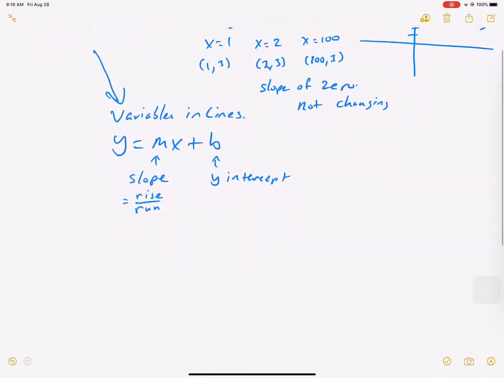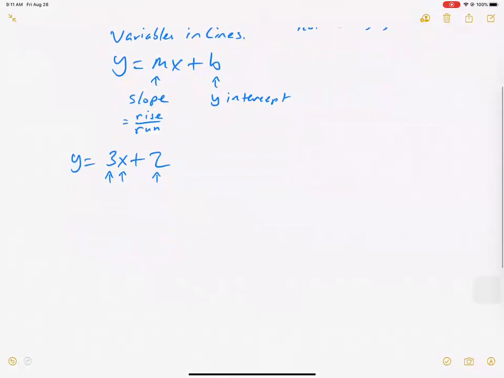So we've seen this before. So if I give you y is equal to 3x plus 2, well, the change is 3 every time x changes. And I'll show that in a little bit. But the constant here is going to be 2. Regardless of anything, you're going to start off at 2.